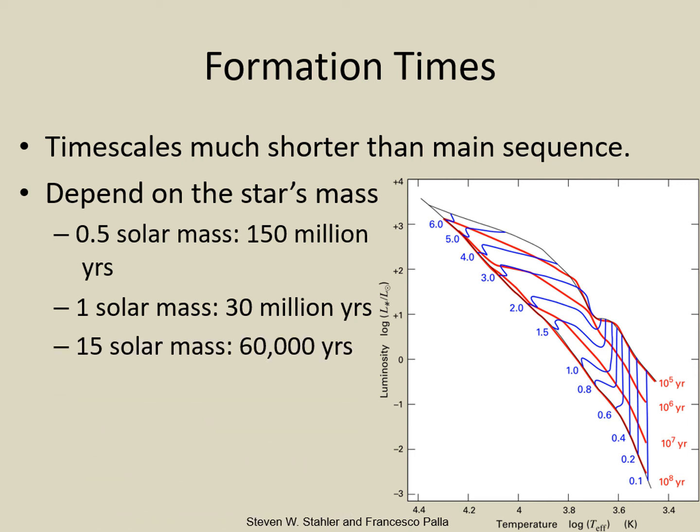A big 15 solar mass star forms in just 60,000 years. This is almost no time at all in astronomy.